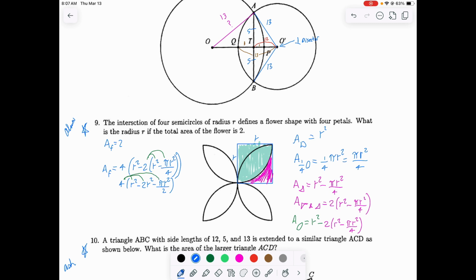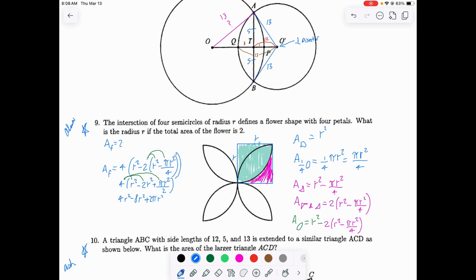So distribute out the 4, we get 4r squared minus 8r squared minus, oh, and I forgot to distribute the negative 2. So this should actually be plus right here, because we distributed negative 2. Okay, so 4r squared minus 8r squared plus pi r squared times 2. Because if we have 4 divided by 2, we get times 2. All right, so now that's distributed.